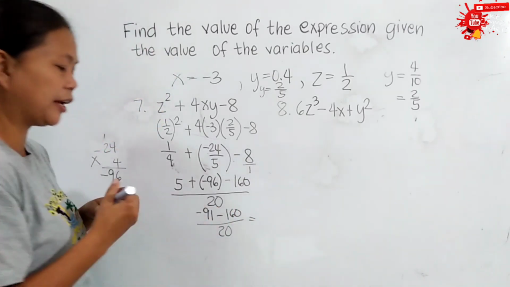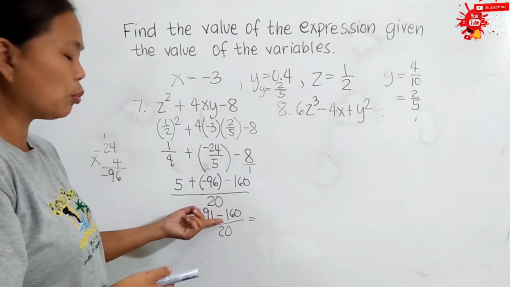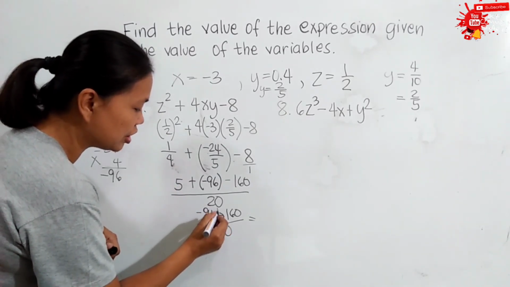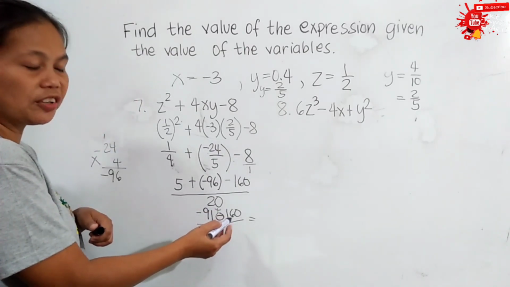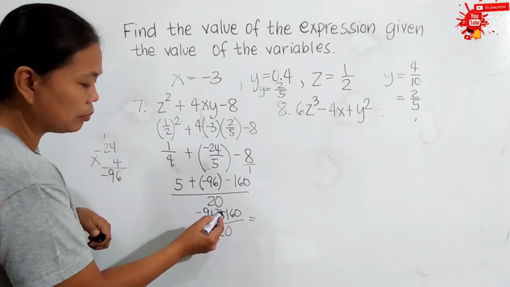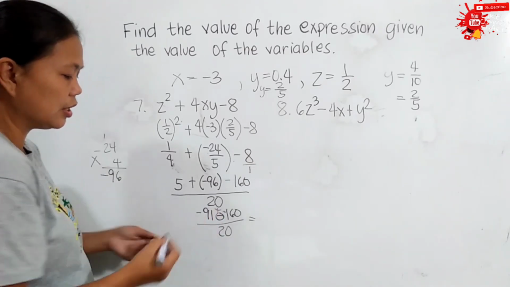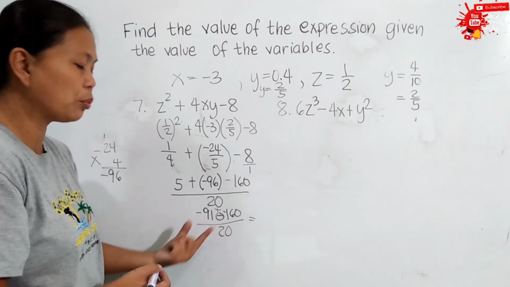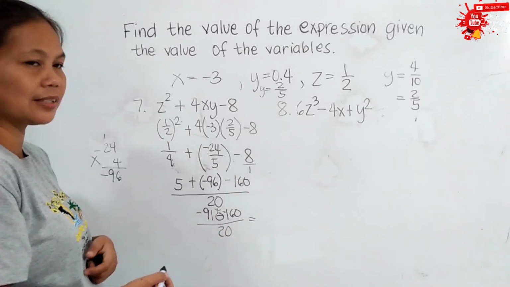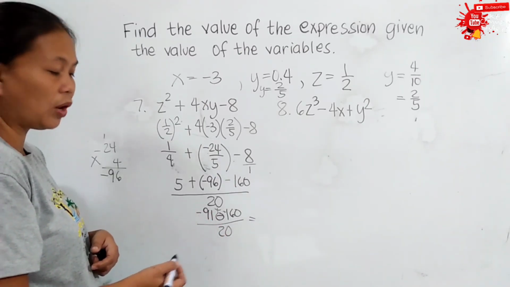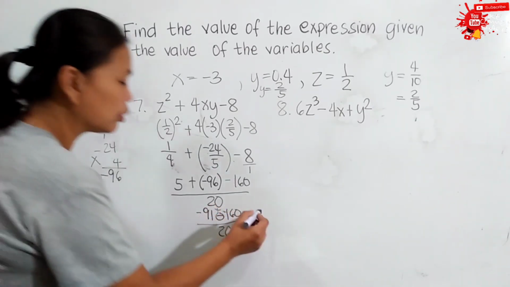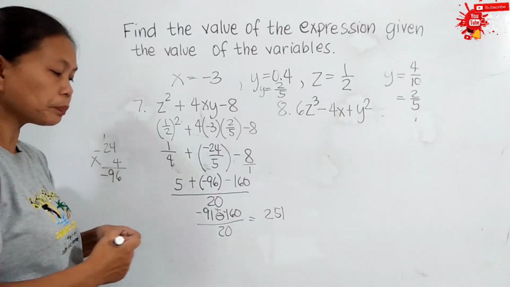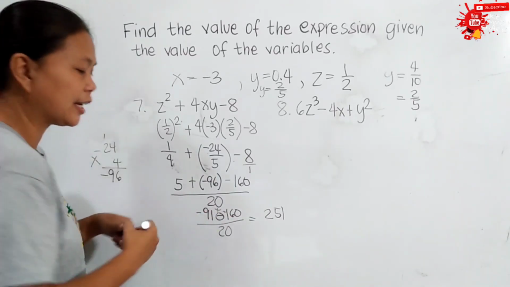So let us simplify. So what is -91 minus 160? So again, if it is subtraction, we will change this to addition, and 160, change it to -160. So again, we have two integers with like signs, so we add them. So what is 160 plus 91? So it is equal to 251.